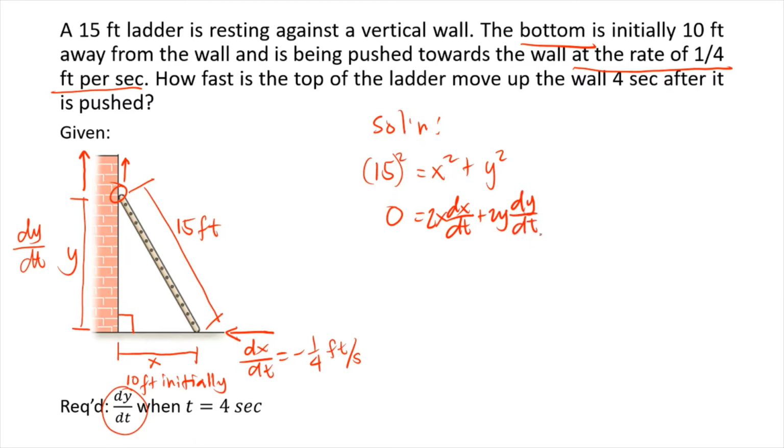Okay, and since what we want is dy/dt, let's isolate dy/dt. Okay, transposing 2y dy/dt to the left side, to get what? Negative 2y dy/dt equals 2x dx/dt. Isolating dy/dt, we need to divide both sides by negative 2y. We get what? Negative x over y, times dx/dt. Okay. So this is now our working equation for dy/dt. So as you can see, to solve for dy/dt, we need the values of x, y, and dx/dt. So no problem with dx/dt because it's given as negative 1/4 feet per second.